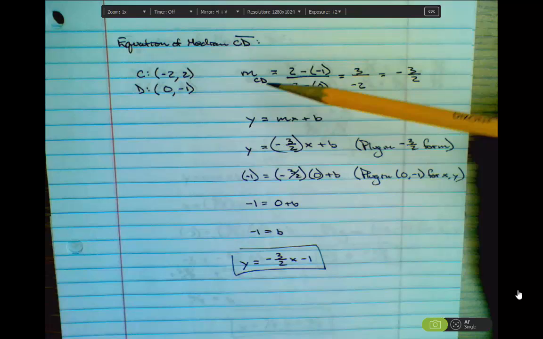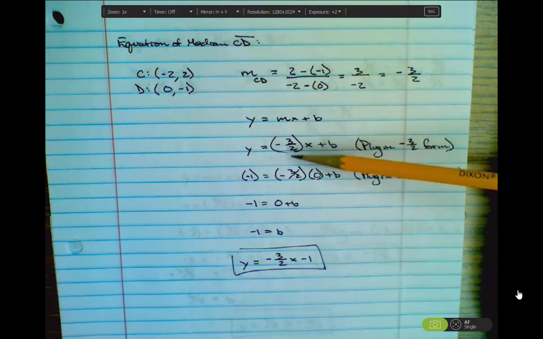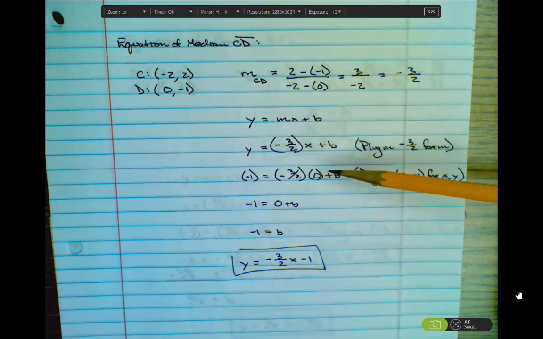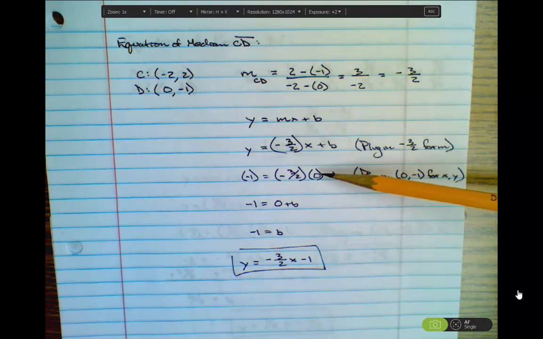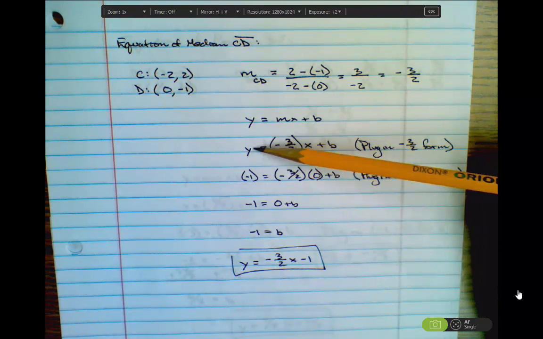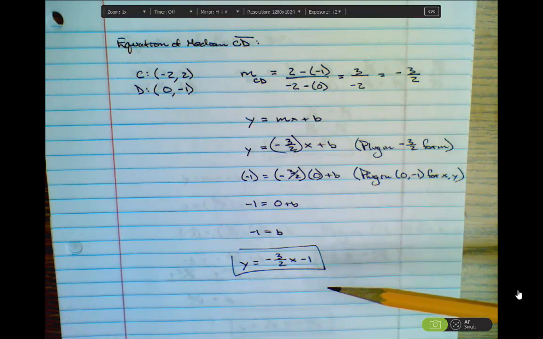Okay. So given that information, the first thing I'm going to do is find the equation of median CD. Given points C and D, the first step is to find the slope. Once we find the slope, we plug in the slope and then choose a point. In this case, I think (0, -1) is the easier of the two points. So I plug in a value for x and a value for y, and solve for b. That would be my first equation.